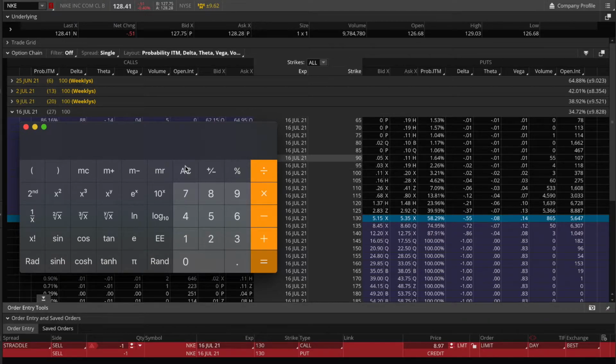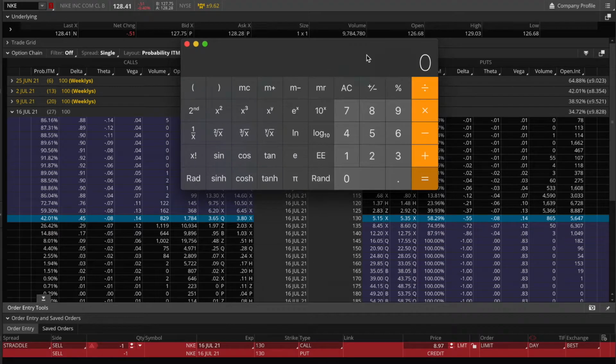And now for our second scenario, let's say the opposite occurs and Nike skyrockets by the expiration date. And perhaps it goes from 128 all the way to 140 by July 16th. So now in this scenario, our put option will expire worthless because it's out of the money, but the call option will be in the money. So we'll get assigned on this contract.